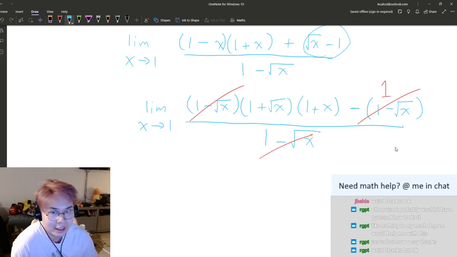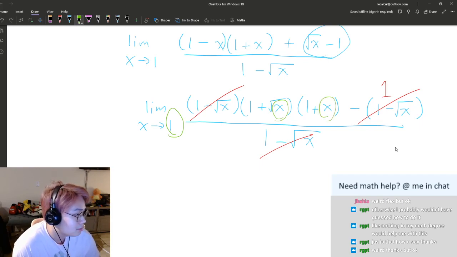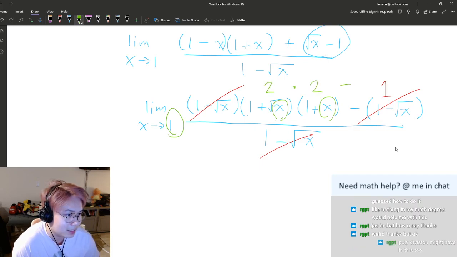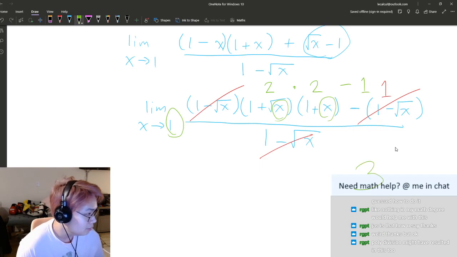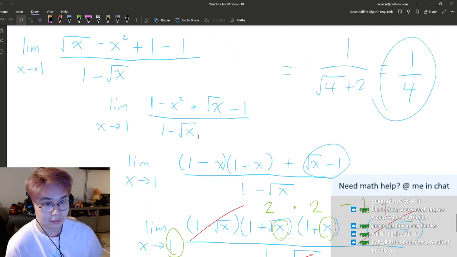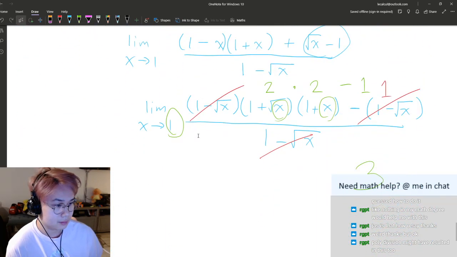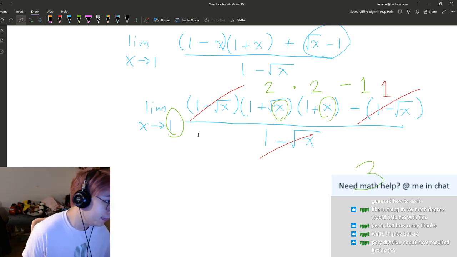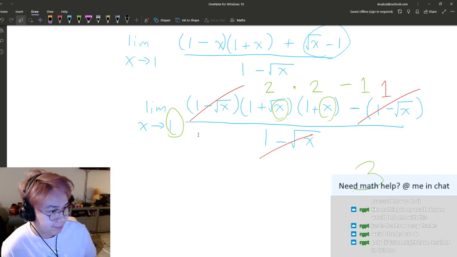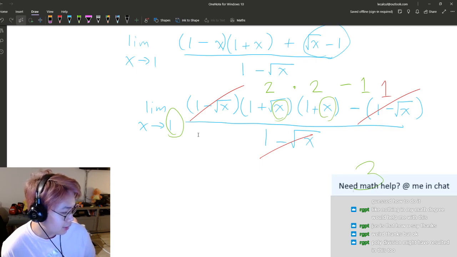So we can finally evaluate our limit, and I can just plug in 1 into here and here. So you get 2 times 2 subtract 1. So the limit is 3. Yeah, probably. Okay. So let me know if that's right, Jazz.